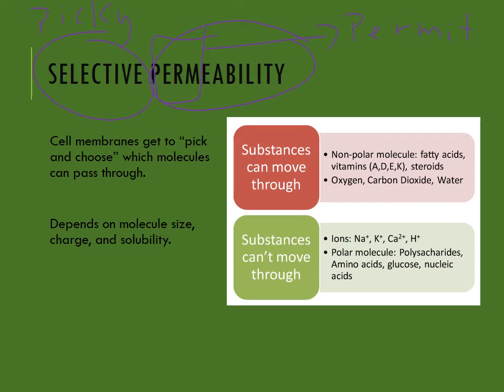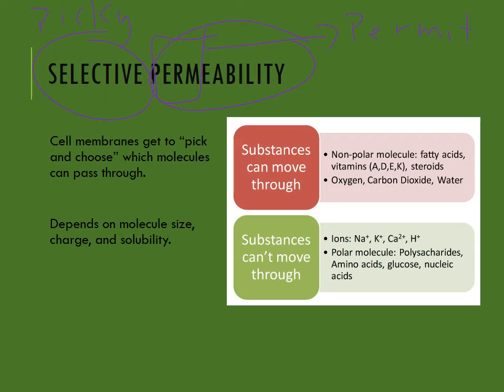If too much is in, we wouldn't allow this. The cell likes to have an even balance of things in and out of the cell. All right. So substances that can move through are non-polar molecules, fatty acids, vitamins A, D, and K, steroids, oxygen, carbon dioxide, and water.